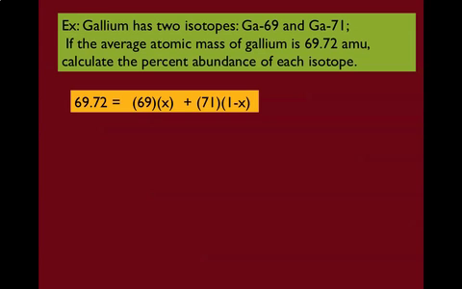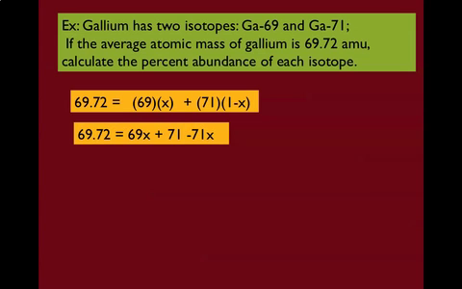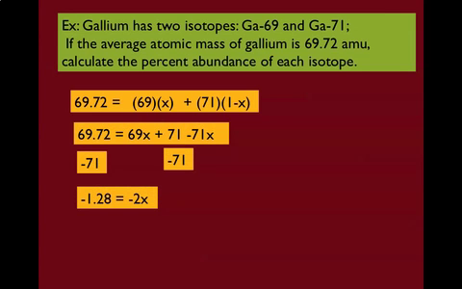Okay, so now I can solve. The first thing I'm going to do is distribute there on the right. So I have 69x plus 71 minus 71x. Now I need to collect like terms. So I'm going to subtract 71 on both sides, and I get negative 1.28. And then I'm going to do the 69x minus 71x, and I get negative 2x. I just have to divide both sides by negative 2.